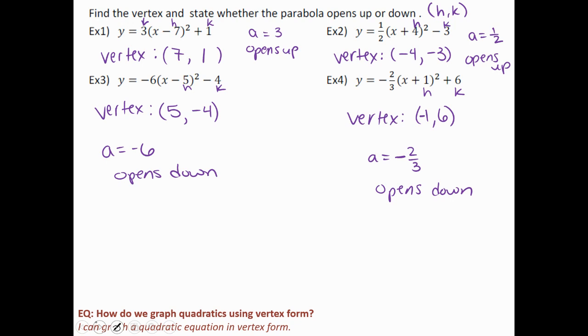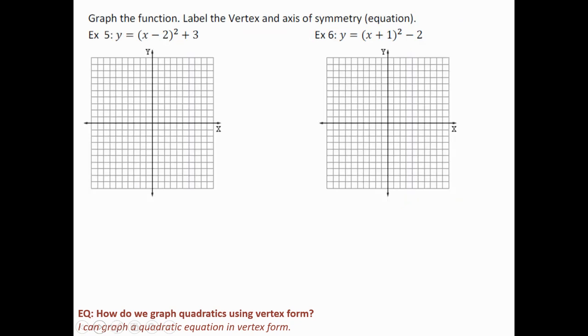Cool. Next couple examples here. So now we're going to actually graph the function. We're going to label the vertex and the axis of symmetry equation, and I'll show you that as we go. When we are graphing, we're going to start first and foremost with the vertex. So for this first one, here's h and here's k. That vertex would be (2, 3). Remember, h does the opposite of what it appears.